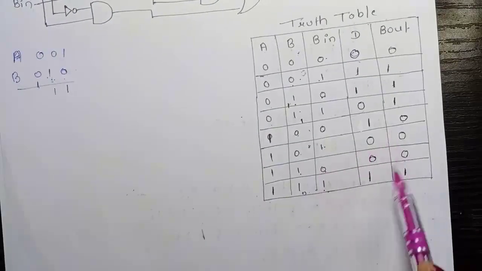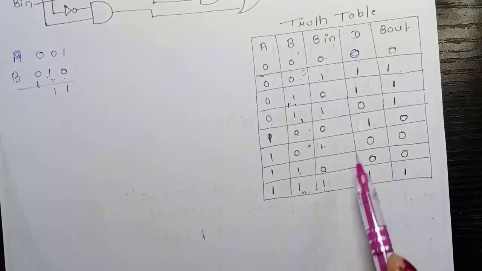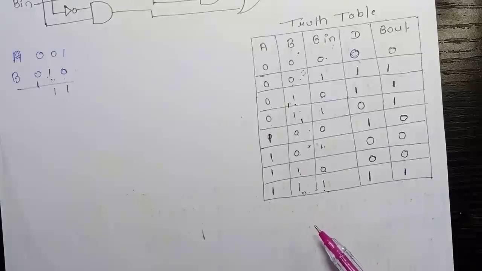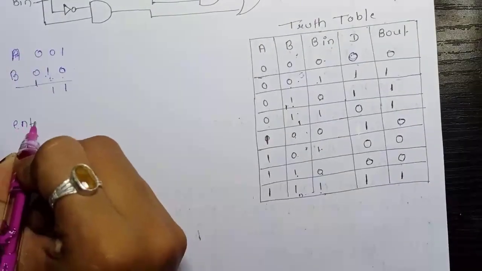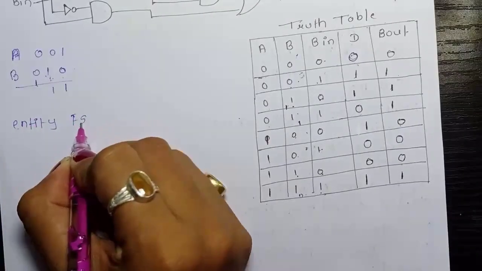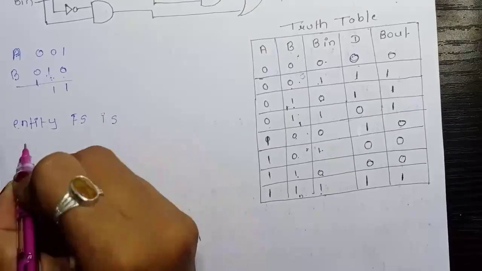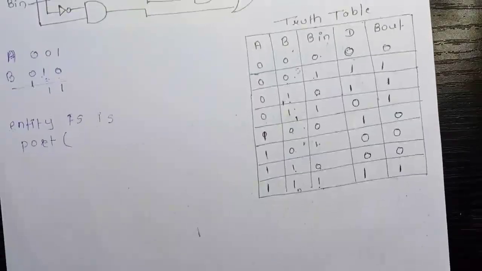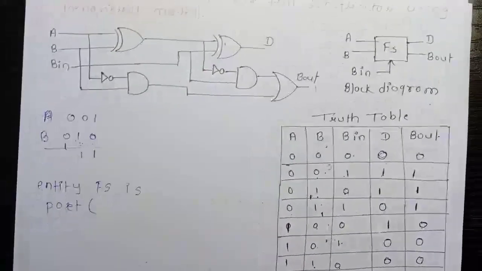Now this is the truth table for full subtractor. Now we have to write a VHDL code for full subtractor by using behavioral model, that means by using this truth table. So again first we have to declare the entity and specify the name of my entity, which is full subtractor. Then next port: the entity specifies the number of ports, type of port and data type associated with that port.